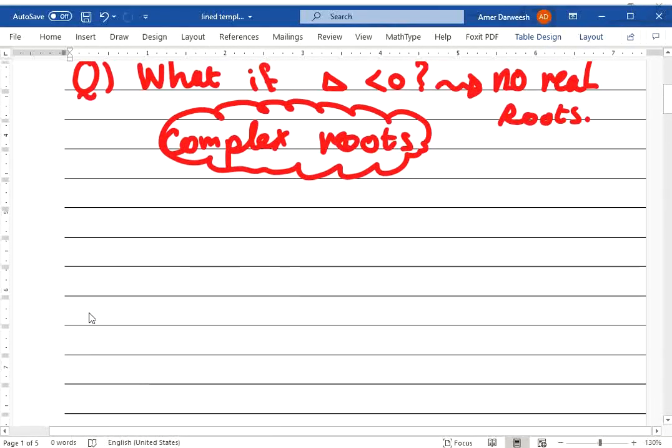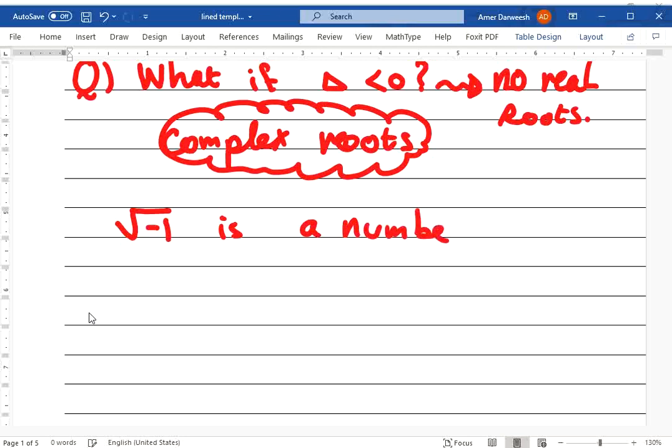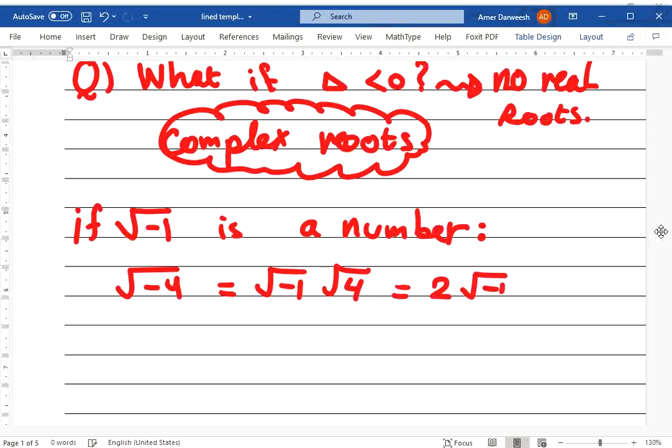إذا خلينا نعمل just background for complex numbers. على فرض إنه تقبلنا إنه the square root of minus 1 is a number. إذا كانت هذه number فبالتالي أنا بقدر أحسب square root of minus 4، which can be, think of this number as follows. إذن هي عبارة عن 2 square root of minus 1.